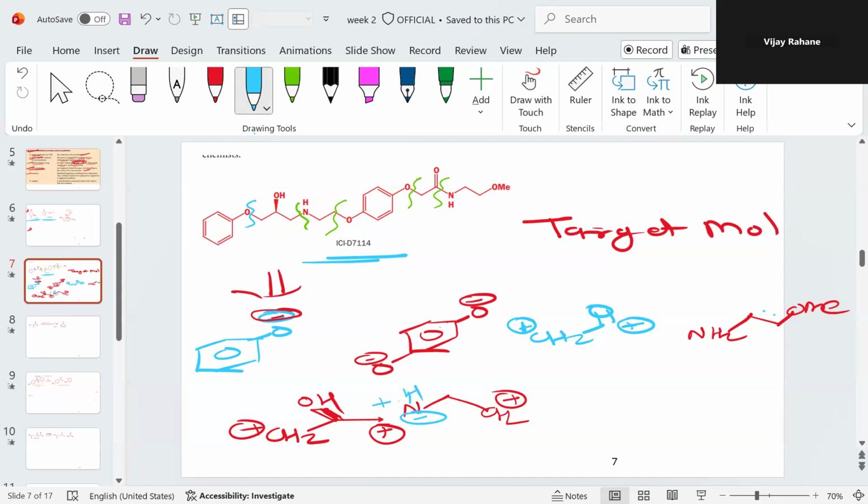So these are the some fragments responsible, combined together to form this target molecule. And whatever this connection that I have shown is all in one step. But in actual practical synthesis, it is not possible to add all fragments in one step. So we have to move in a stepwise manner. So we'll see some examples of how the stepwise manner we can go.